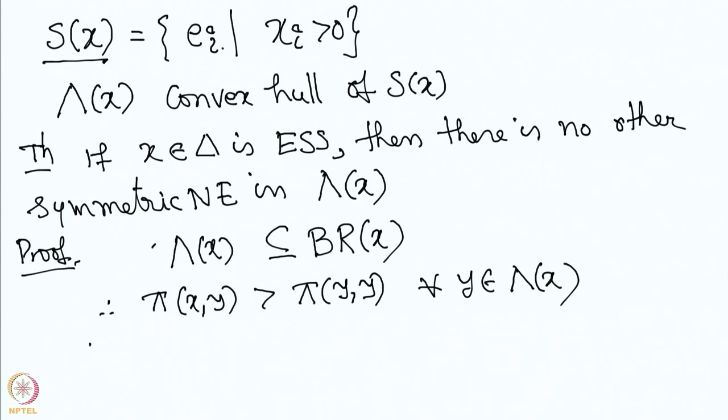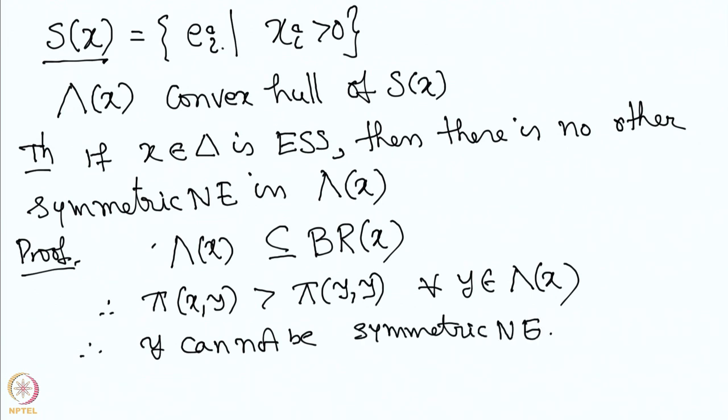Therefore, y cannot be a symmetric Nash equilibrium. If y is a symmetric Nash equilibrium, this inequality cannot happen. Because if y is a symmetric Nash equilibrium, pi y y should be bigger than or equal to pi x y for each x, but we have the inequality the other way. So this is an interesting fact about this ESS. If you have one ESS within that support, that is going to be the only ESS. In some sense, if you have two ESS of a game, their supports will be disjoint.